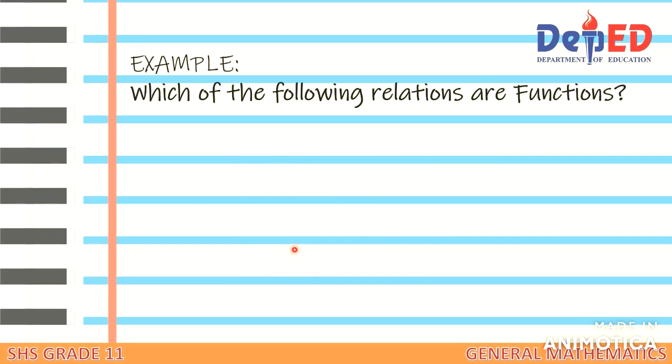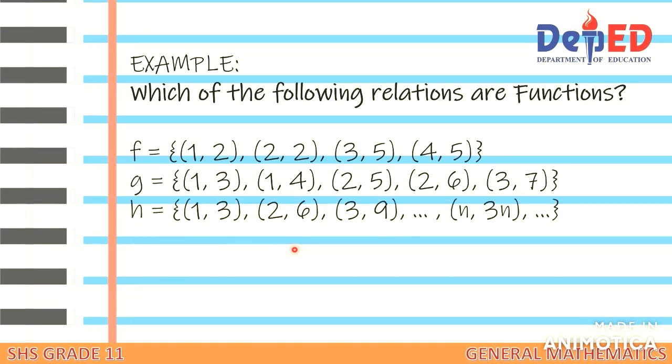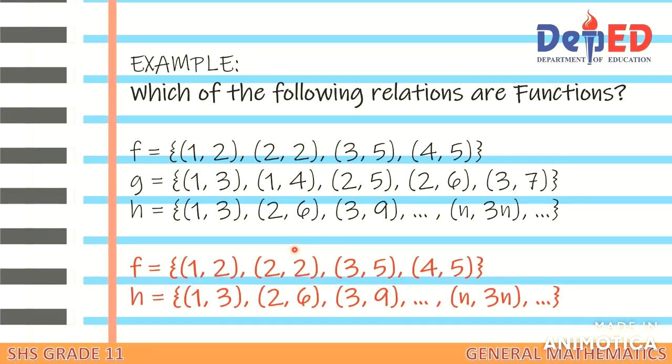So let's have the examples. Which of the following relations are functions? Let's have the ordered pairs. So we have set F, set G, set H. Which among these three relations are functions? These are set F and set H. Why are these two the correct answer?